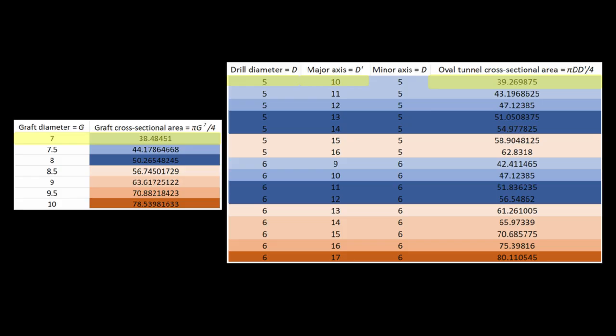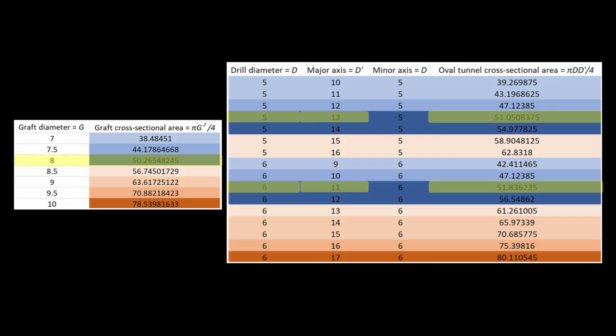It is also noted that we can also choose this other oval cross-sectional area because it is also larger than the graft cross-sectional area. However, this would be too big and be too loose in the tunnel. Let's have another example in which you have a graft size of 8 with a corresponding cross-sectional area of 50. We have these two cross-sectional areas that are larger than this value. However, choosing which drill diameter to use would depend on the space left in the lateral wall of the intercondylar notch. If there is less space, we choose 5, but if there is more space, we choose 6.